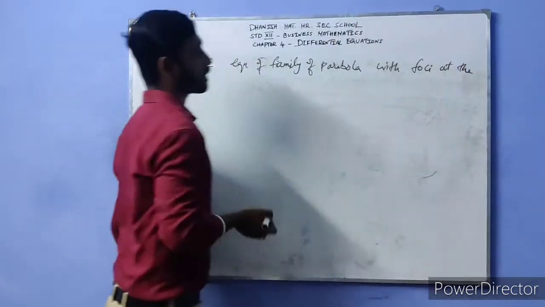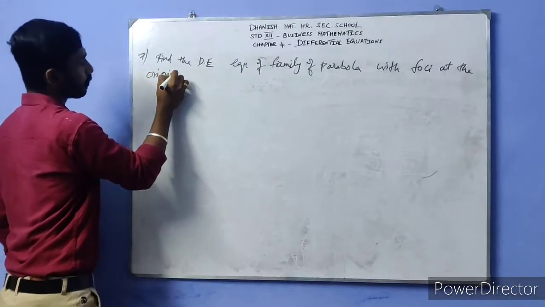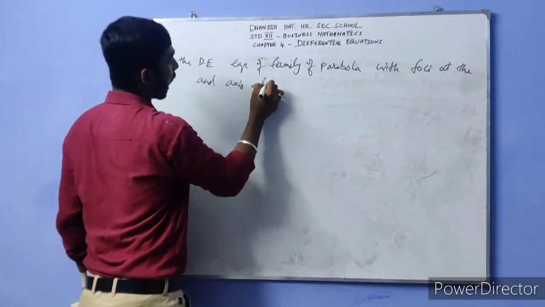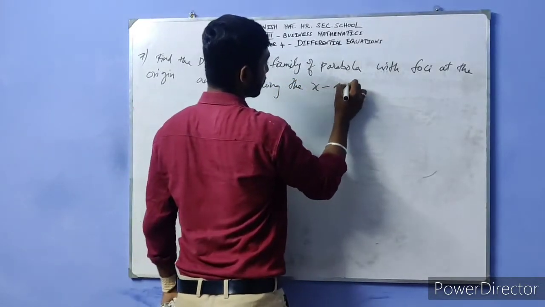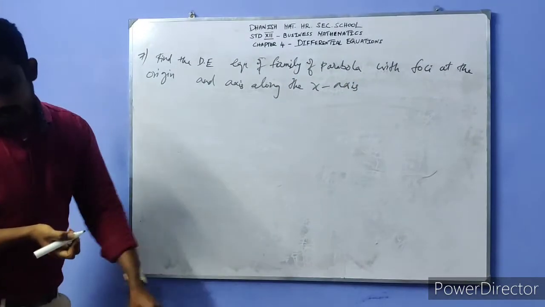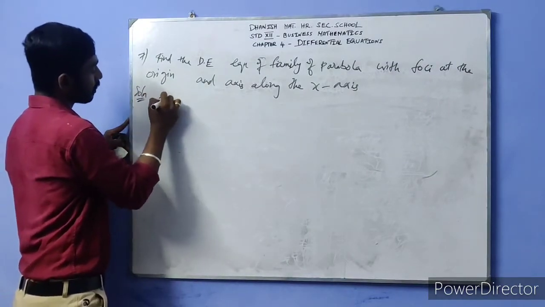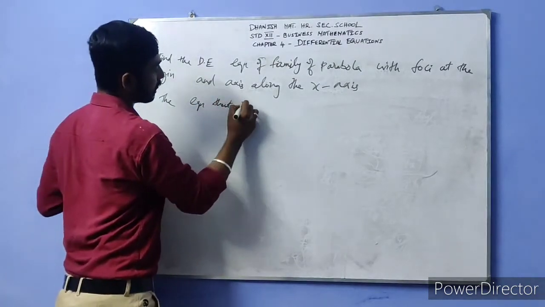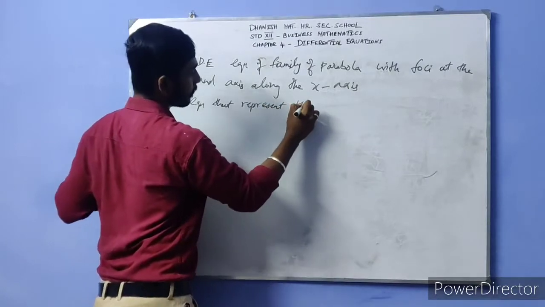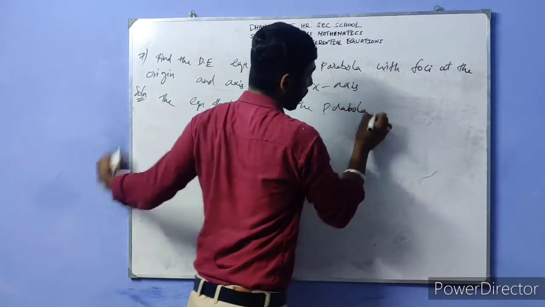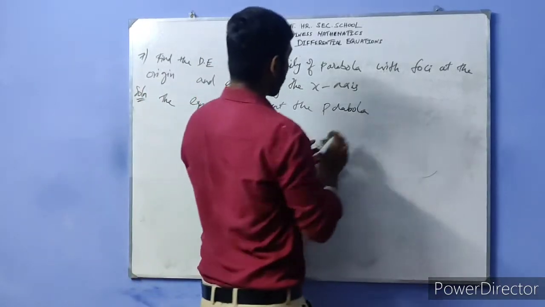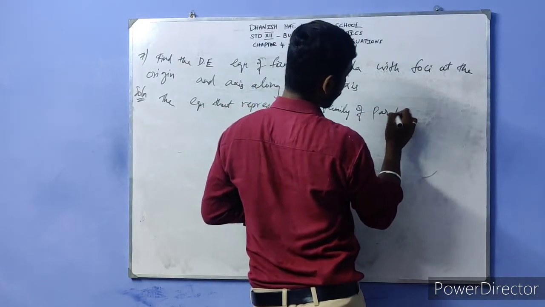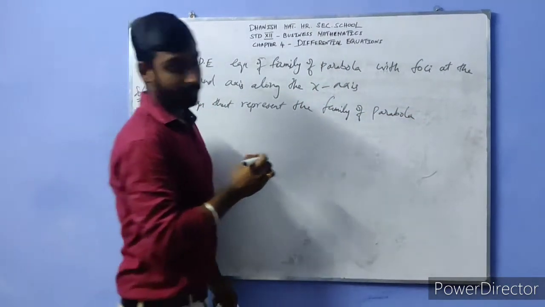Focus at the origin, and axis along the x-axis. The equation that represents the family of parabola with foci at the origin.